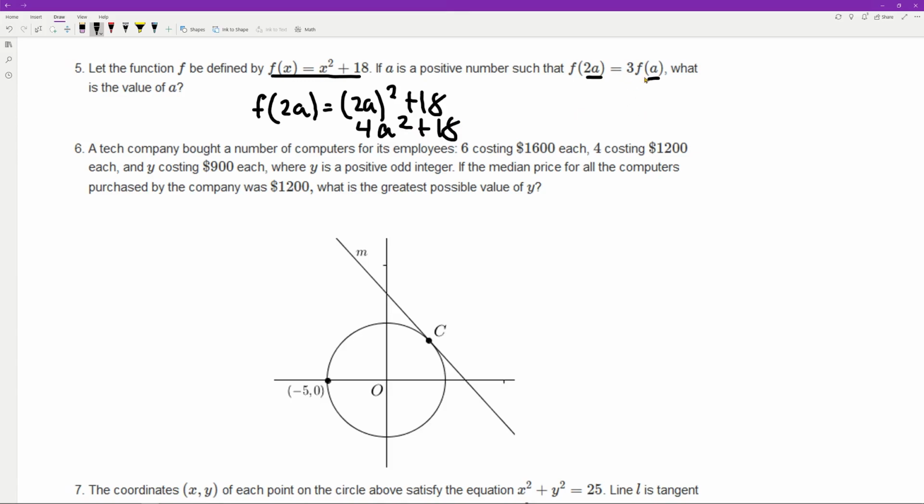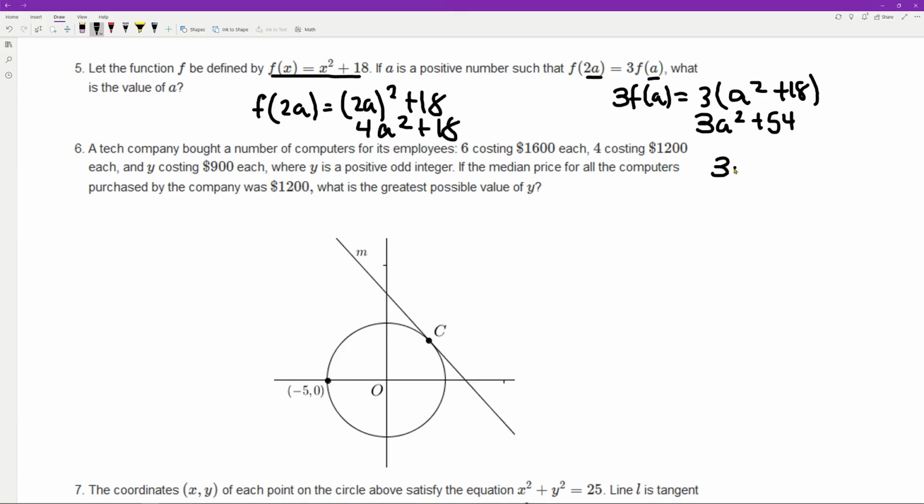And then now let's go on to 3 times f of a. So 3 f of a is equal to 3 times the original function with a plugged in, so it's going to be 3 times (8a squared plus 18). Now we distribute, and that's going to be 24a squared plus 54. And now we set those two equal to each other.